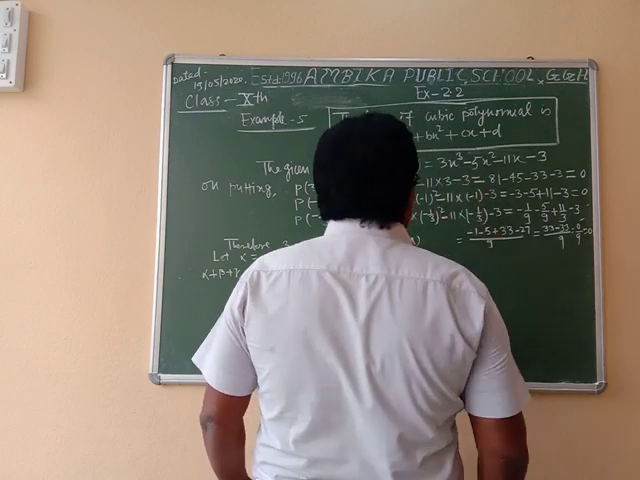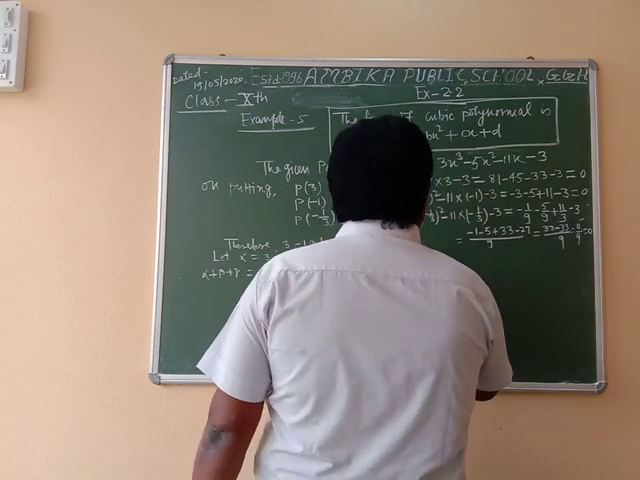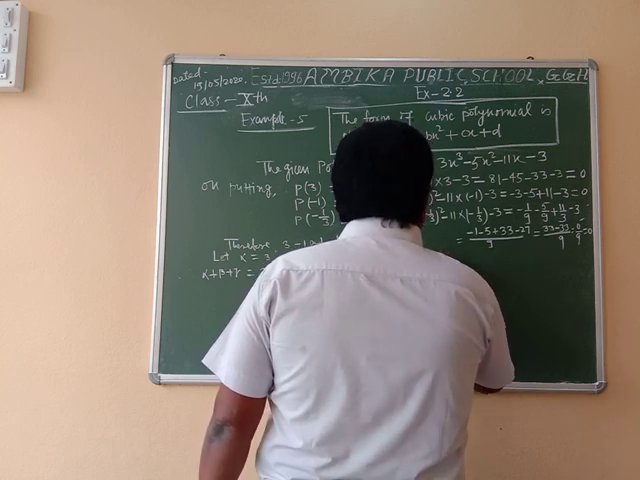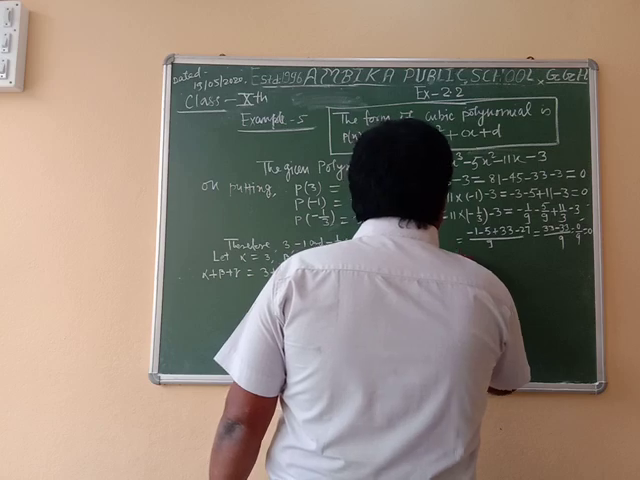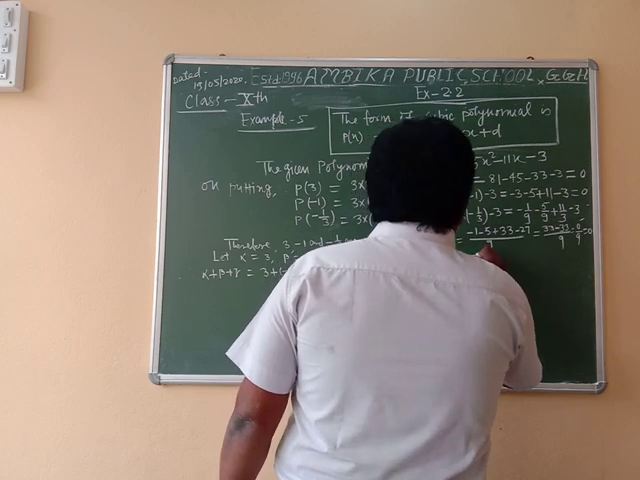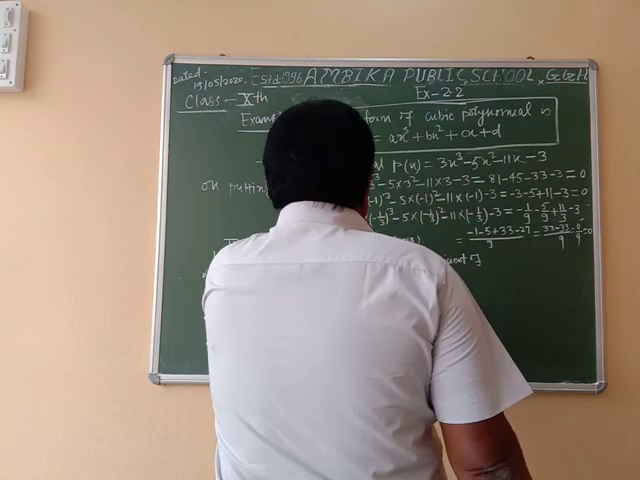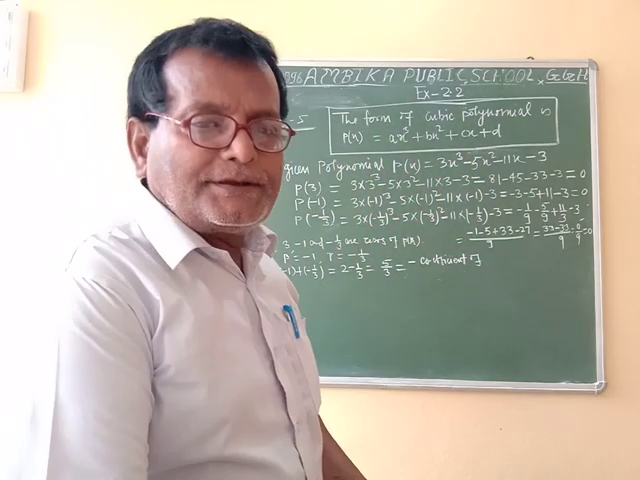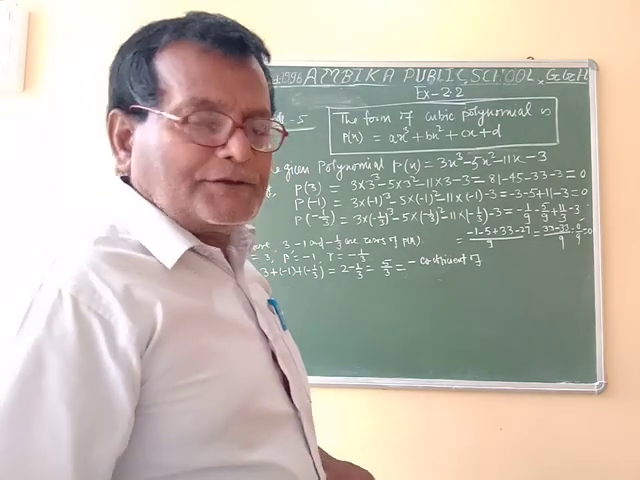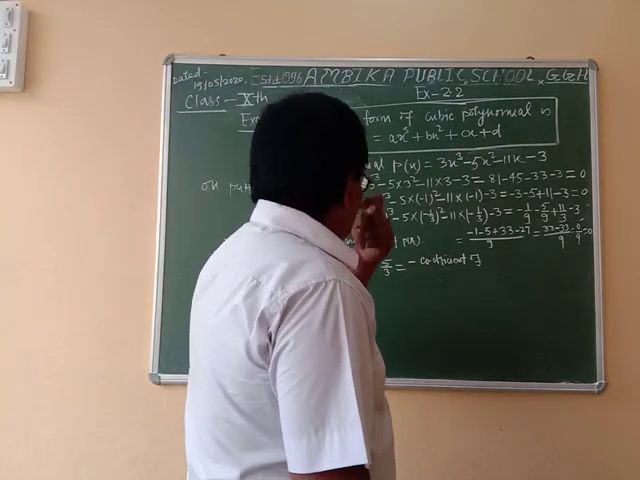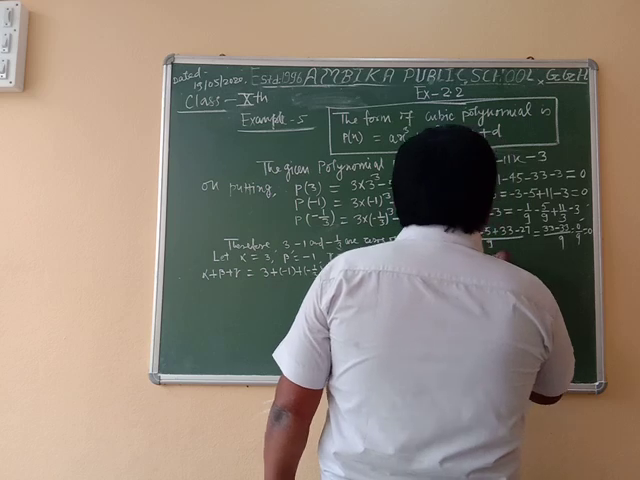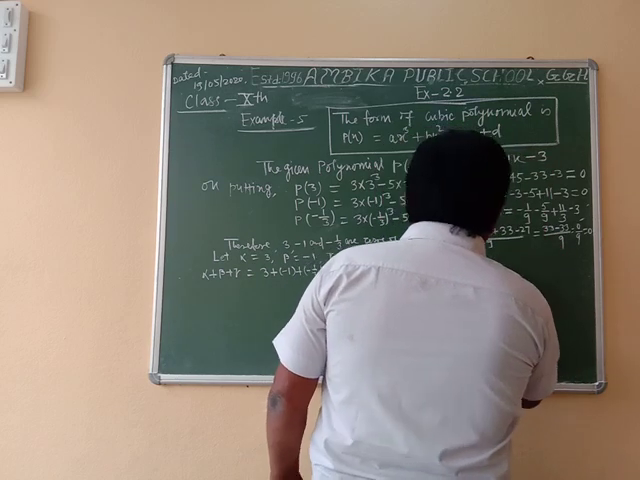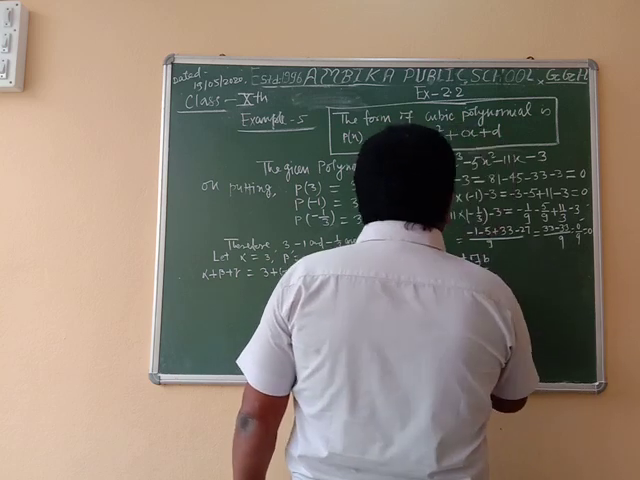For 5 by 3 we can write minus coefficient of x square by coefficient of x cube, that is, minus coefficient of b by coefficient of a.